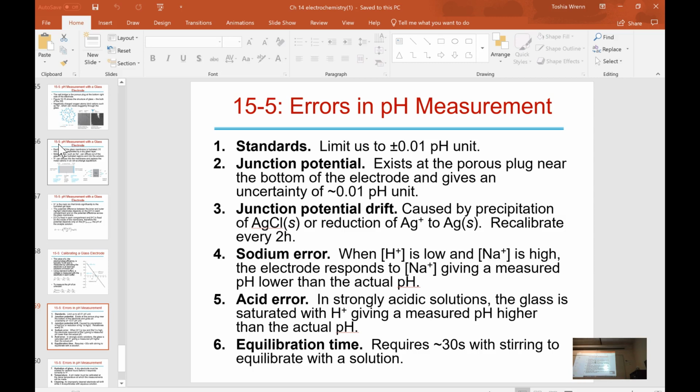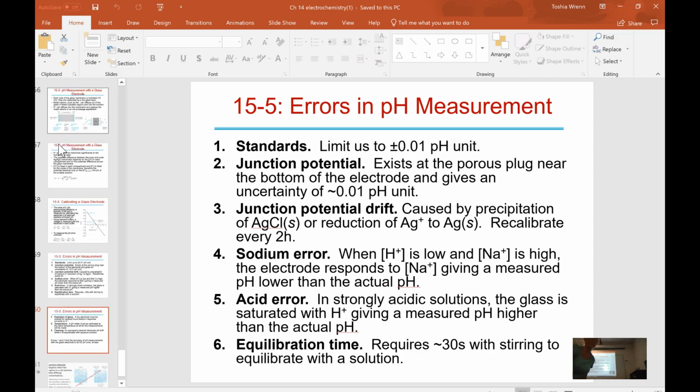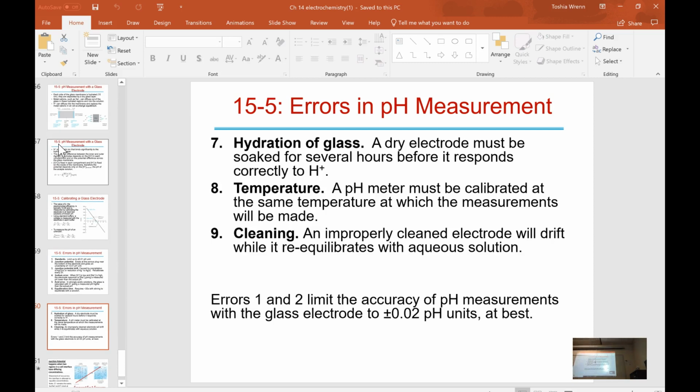And then if you don't allow your solution to equilibrate, once you stick your probe into your solution, you're going to cause a shift in the activity of the ions around that electrical probe. You need to give it time to equilibrate. You get the hydration of the glass, which adjusts the junction potential. Temperature will impact it as well, because temperature will impact the activities of the ions that you're looking at. And then if it's not cleaned.